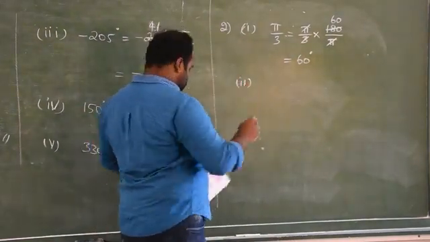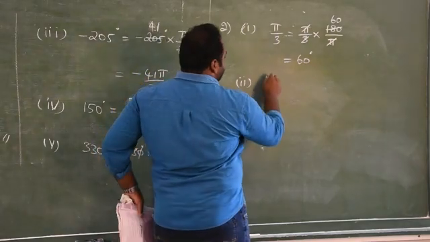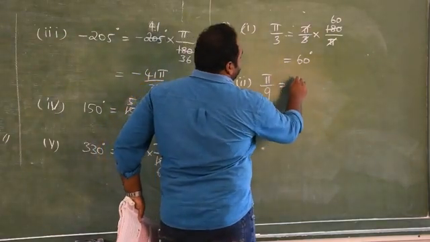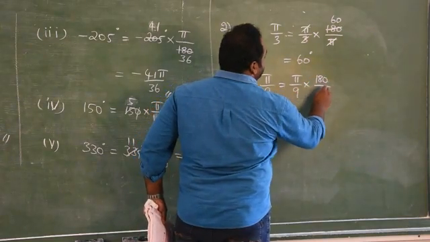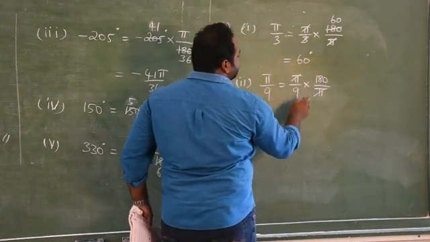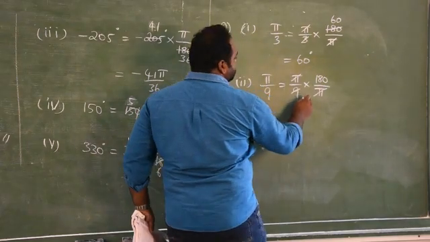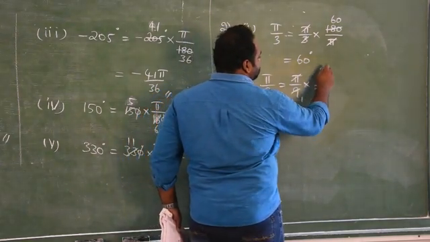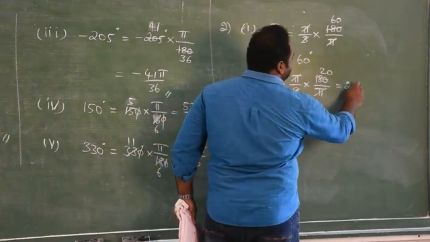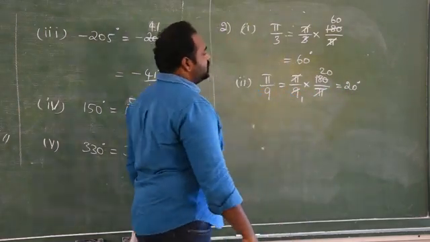Second question is pi by 9. Pi by 9 into, we know that, multiply with 180 by pi, pi cancels. This is 9. Directly we can cancel, 9 ones are 9, 9 twos are 18. So it is a 20 degree angle.